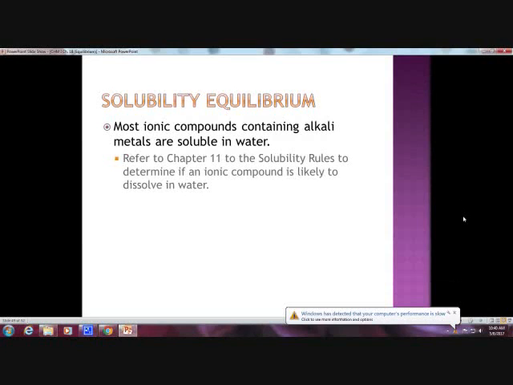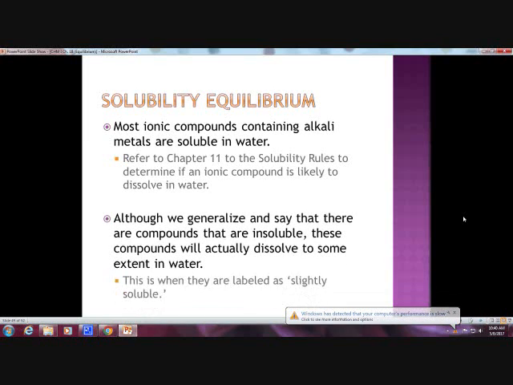We're going to talk about solubility equilibrium now, where back in chapter 11 we learned about solubility rules and how things can be aqueous or soluble, or insoluble. This is just going along with that. It's all over there on those tables. Those 3 tables right now is what I got.